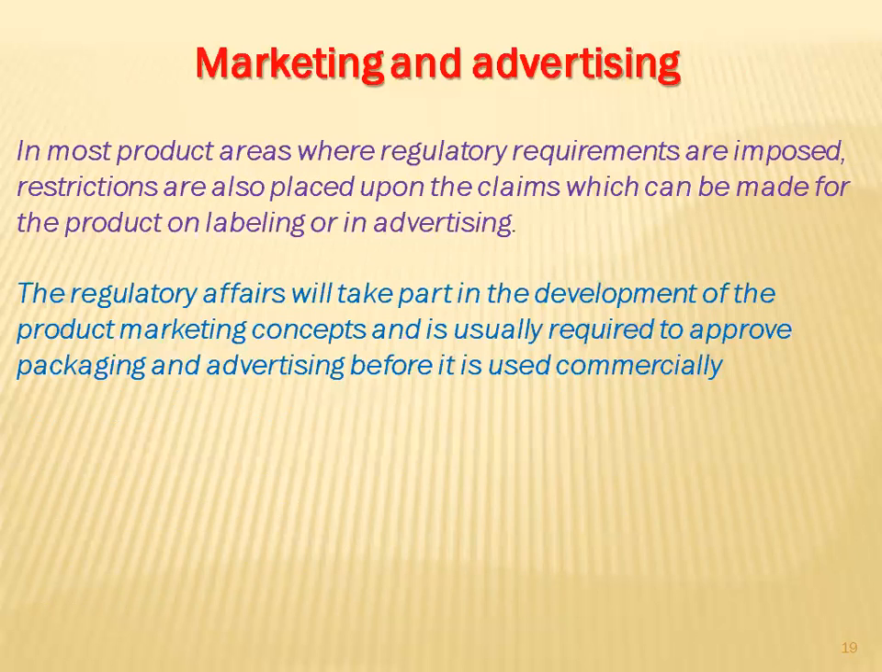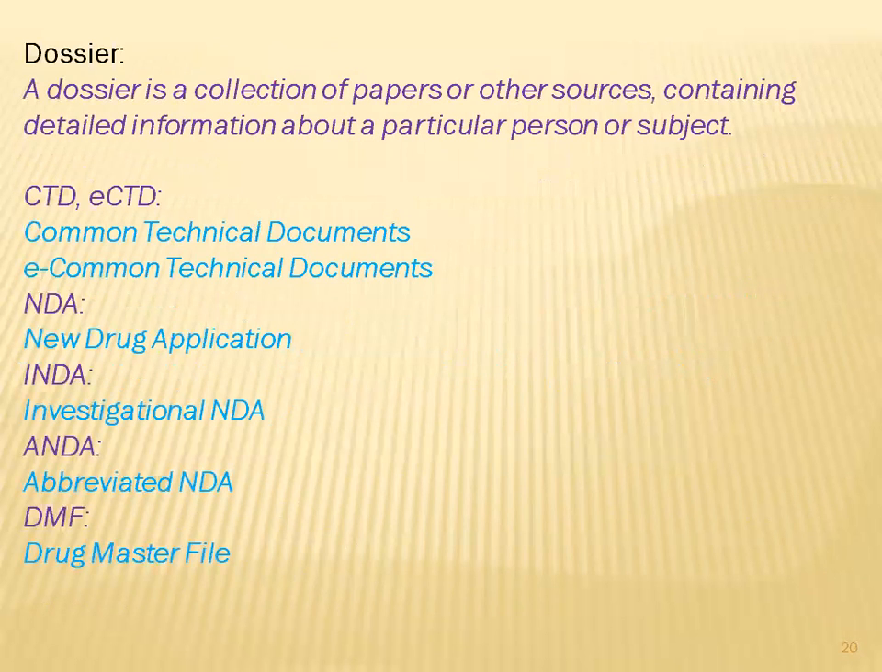Regulatory affairs will take part in the development of the product marketing concept, and it is usually required to approve packaging and advertising before it is used commercially. So before going commercial, we need to check, we need to get approval of packaging details and advertising-related issues from the regulatory agencies. Then we can go for commercialization. These are some key points.